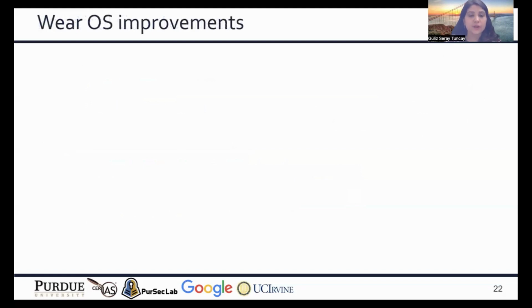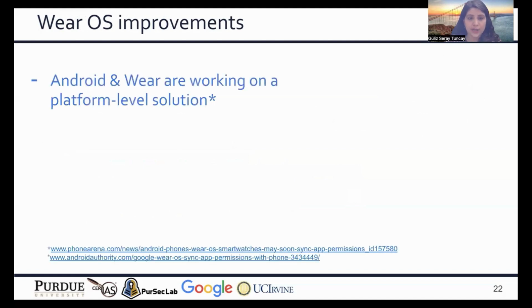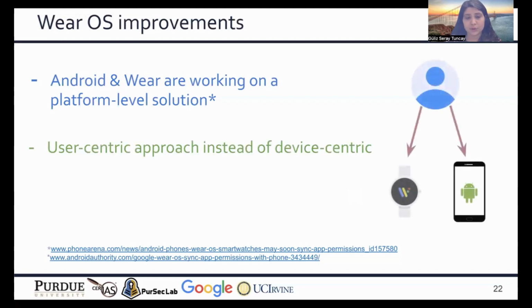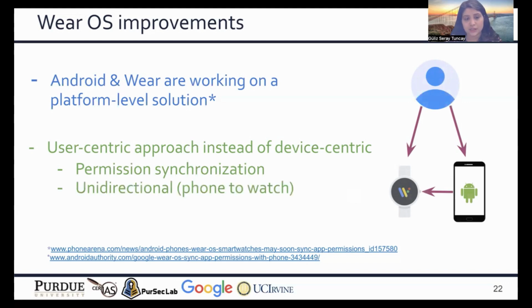There are also some recent developments in Wear OS regarding the handling of permissions. Android and Wear are actively working on a platform-level solution. The key idea in this solution is to move from a device-centric permission model to a user-centric permission model and educate the users about this so we do not have the misconceptions found in the study anymore. In this approach, permissions will be synchronized between the devices. The synchronization will be unidirectional from the phone to the watch, and it is expected to work for all Wear OS devices, but currently the feature is not active.